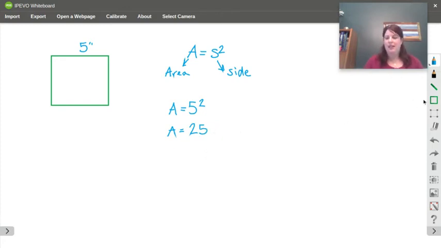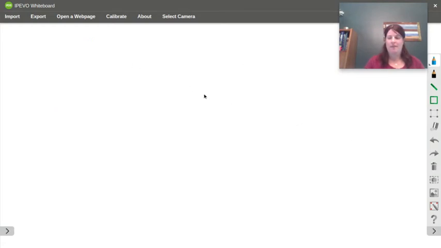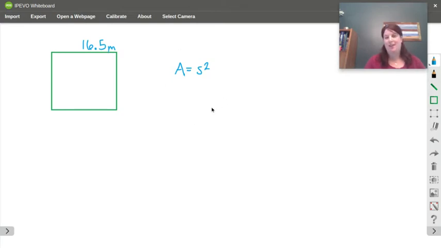Okay, so let's look at another example of how that might all go. So we'll put another square, just like the other one. And let's say this square has a side length of 16.5 meters. And we have the same formula, A equals S squared. So this formula applies to all squares. We can use it for any square to find the area. So we have our side measurement is 16.5. So our area equals 16.5 squared.